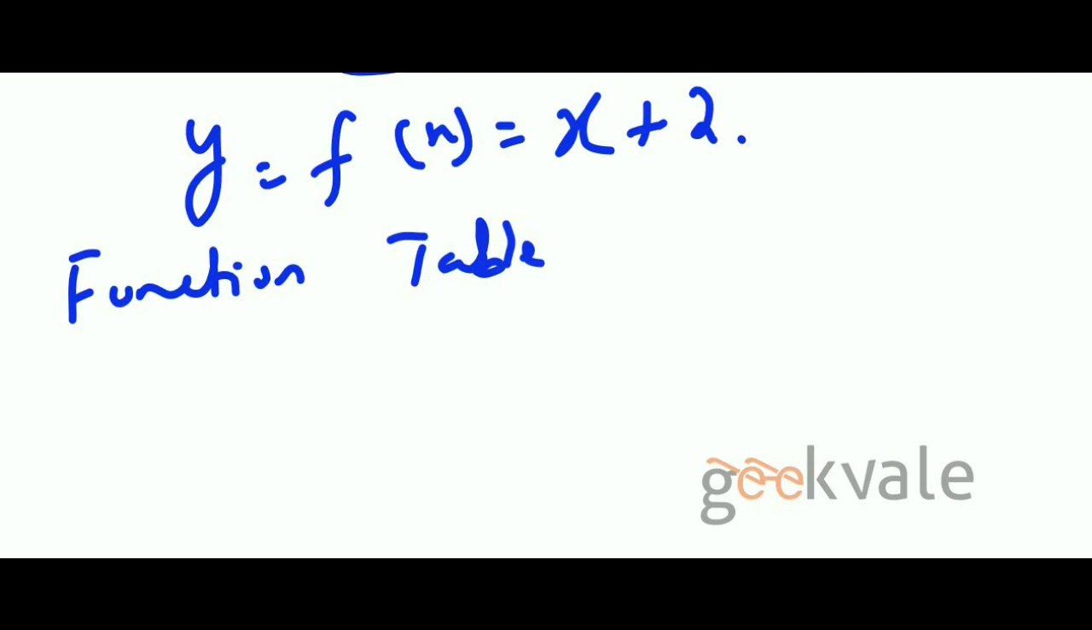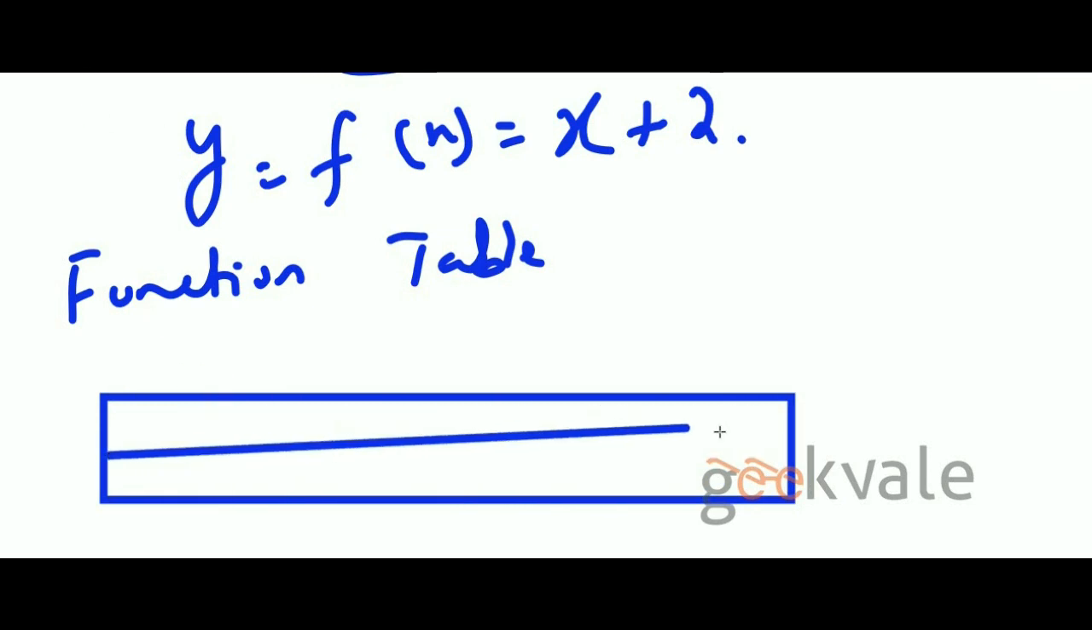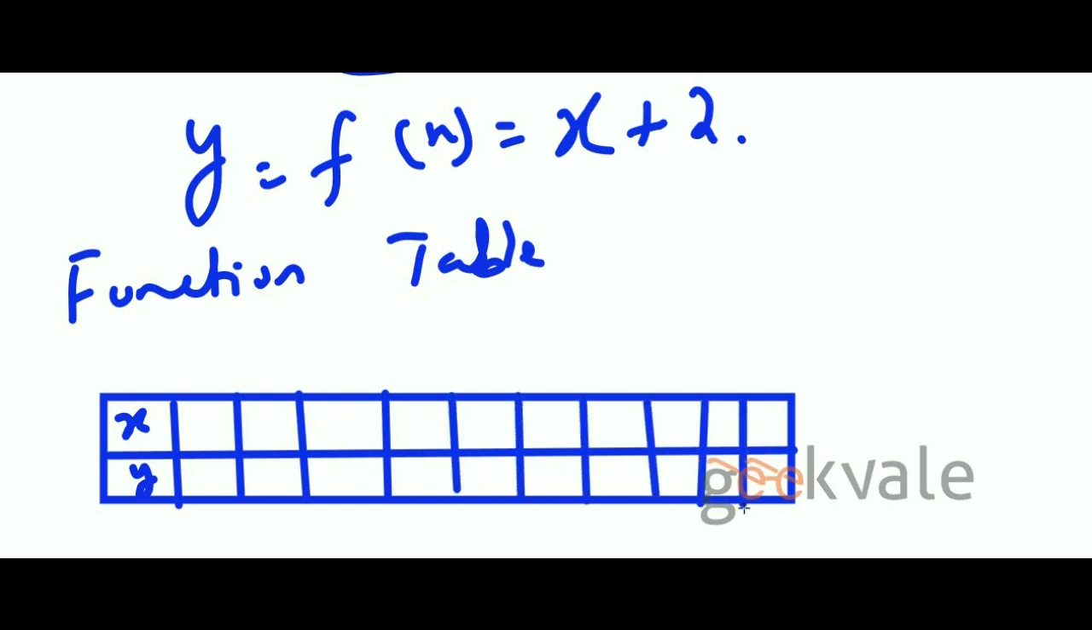In a function table, you can draw it horizontally as well as vertically. For my ease, I am drawing it horizontally. In one row, I'm going to pick my input. In another row, I'm going to pick all the outputs. Let's pick some number of outputs and inputs: 1, 2, 3, 4, 5, 6, 7, 8, 9, 10, let's say.